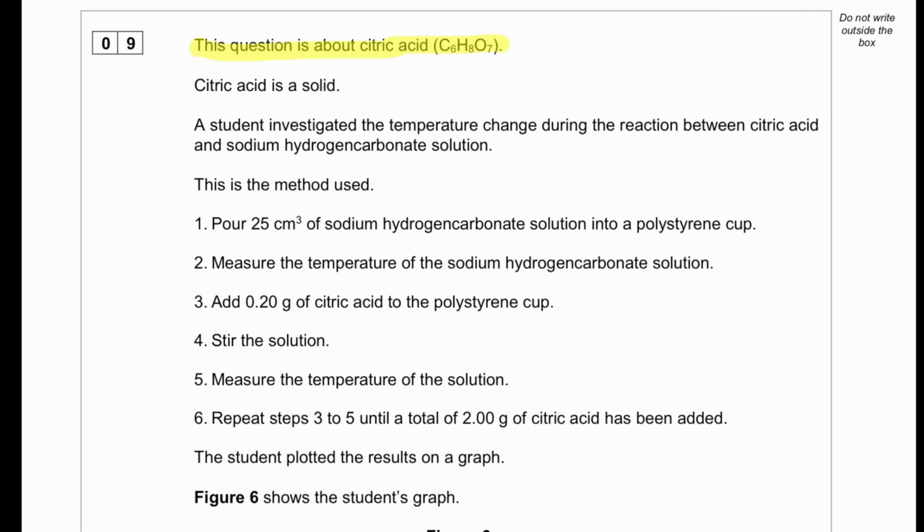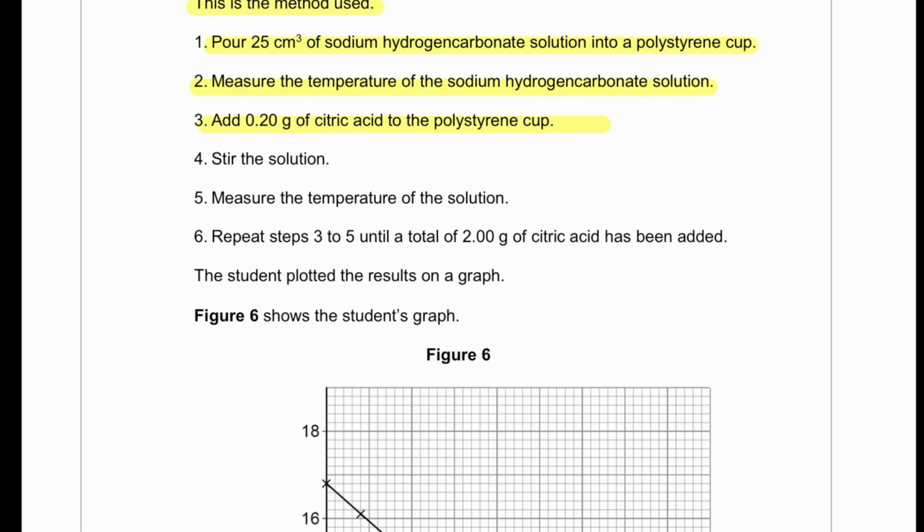This question is about citric acid. Citric acid is a solid. A student investigated the temperature change during the reaction between citric acid and sodium hydrogen carbonate solution. This is the method used. Pour 25 cm³ of sodium hydrogen carbonate solution into a polystyrene cup. Measure the temperature of the sodium hydrogen carbonate solution. Add 0.2 gram of citric acid to the polystyrene cup. Stir the solution. Measure the temperature of the solution. Repeat steps 3 to 5 until a total of 2 grams of citric acid has been added.